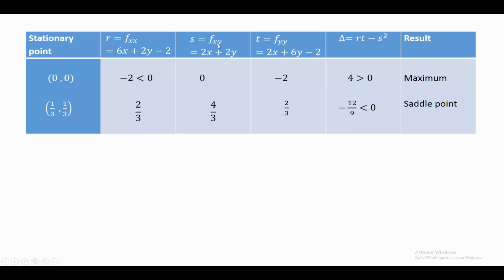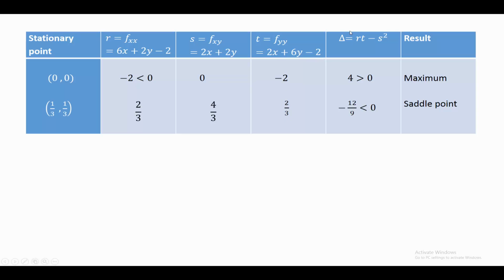s equal to f of xy, and we know f of xy is 2x plus 2y. At point (0, 0), s equal to 0. At point (1/3, 1/3), this is 2 by 3 plus 2 by 3 is 4 by 3. Now t is equal to f double y, and we know f double y is 2x plus 6y minus 2. At point (0, 0), this is minus 2. At point (1/3, 1/3), this is 2 by 3 plus 2 minus 2 is only 2 by 3.